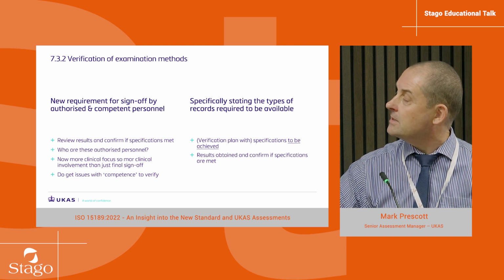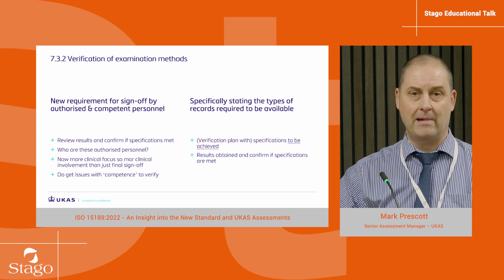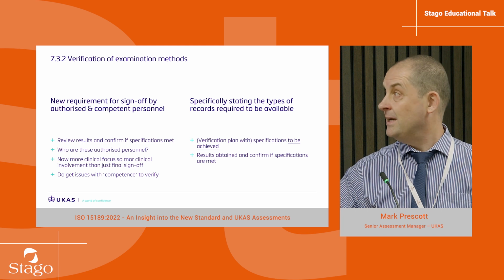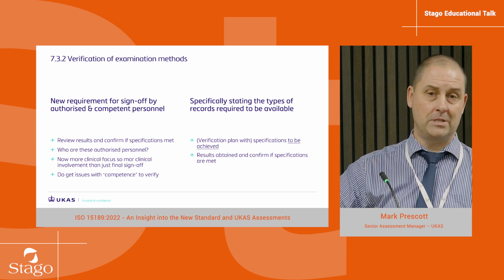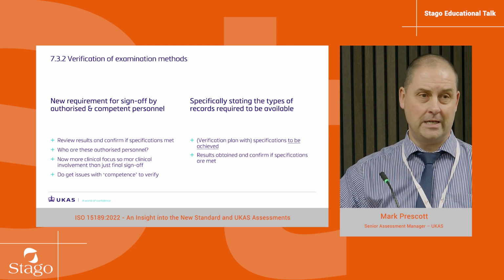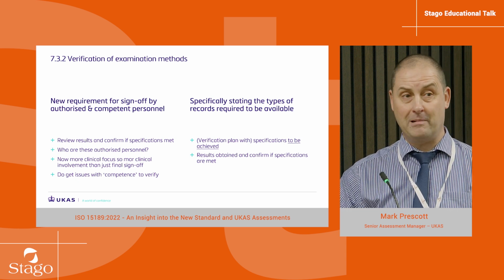And again, specifically, the standard now says what types of records you need to include. There's not a lot of them. It's basically saying that you want the specifications to be achieved, the results that you've obtained, and then confirming if the specifications have been met. That really is all the verification is.